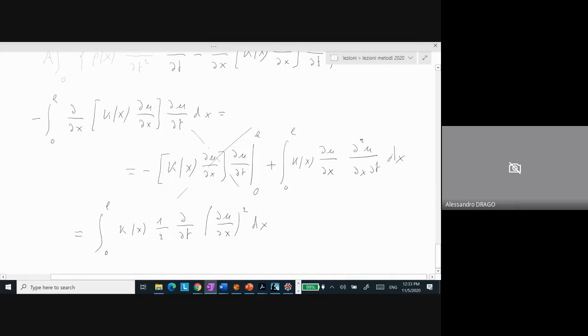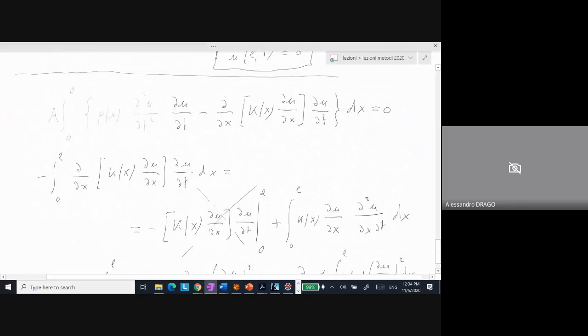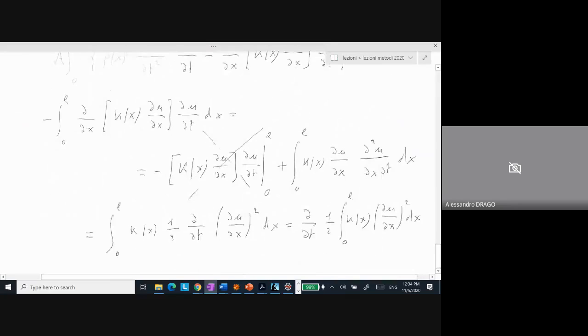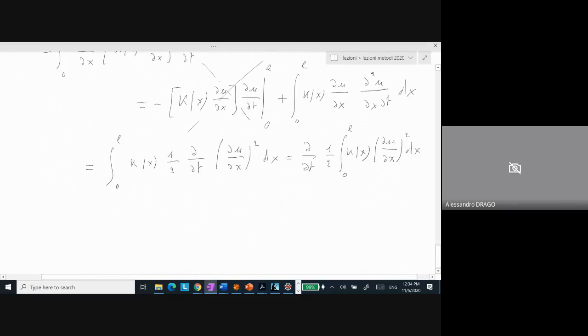as a time derivative respect to time of a certain quantity. K of x does not depend on time, so I can write this just as a derivative respect to time, okay, of 1/2 this integral between 0 and L, k of x du over dx square dx. Okay, so this is the second term. Let's now manipulate the first term. Okay, that is not too complicated.